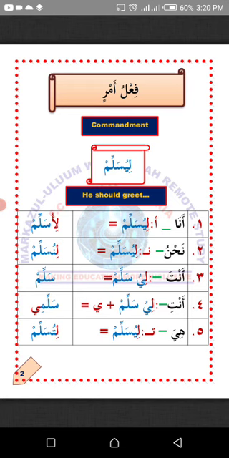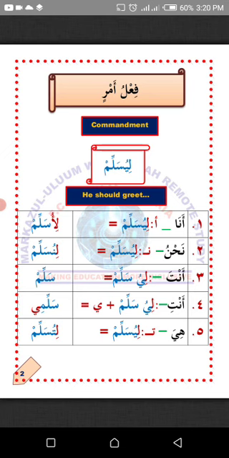The question is, how do we change the verb liyusallim to suit the pronouns below? Liyusallim simply means he should greet. He in Arabic is huwa, which is the opposite of here, she. So how do we now change the verb liyusallim to suit the following pronouns?